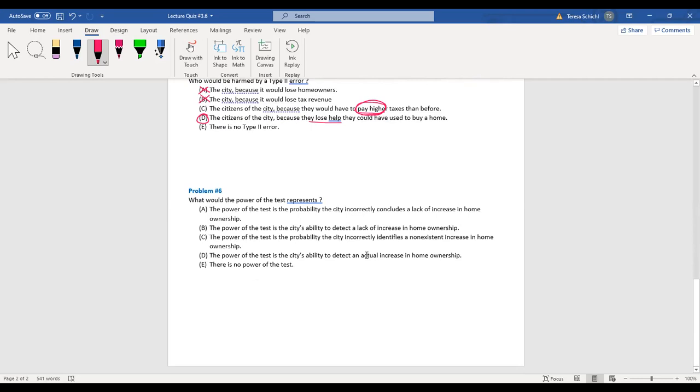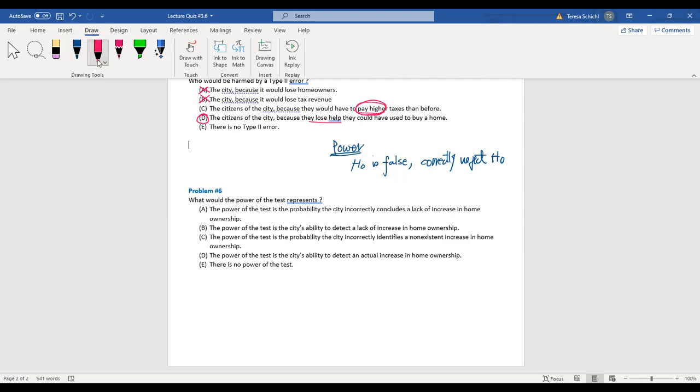So what would the power of the test represent? Like we always do, we need to write it out. Let's see the power. Let's write it in statistical terms first. What is the power? H0 is false, and we correctly reject H0, right? So this is the definition of the power.